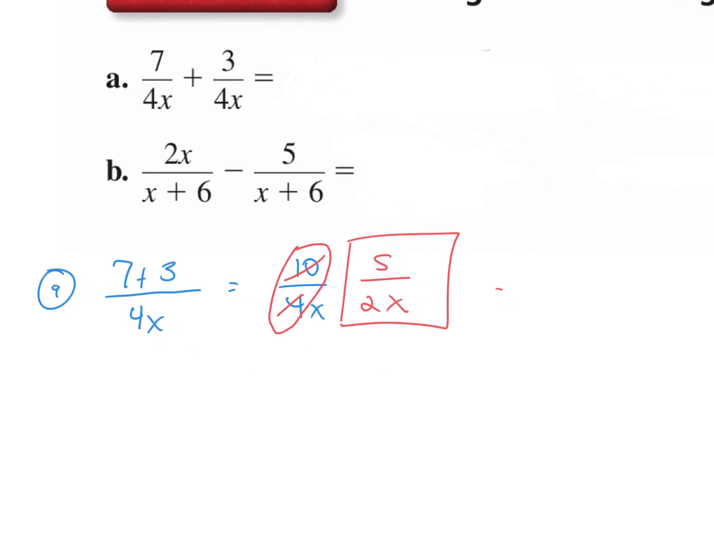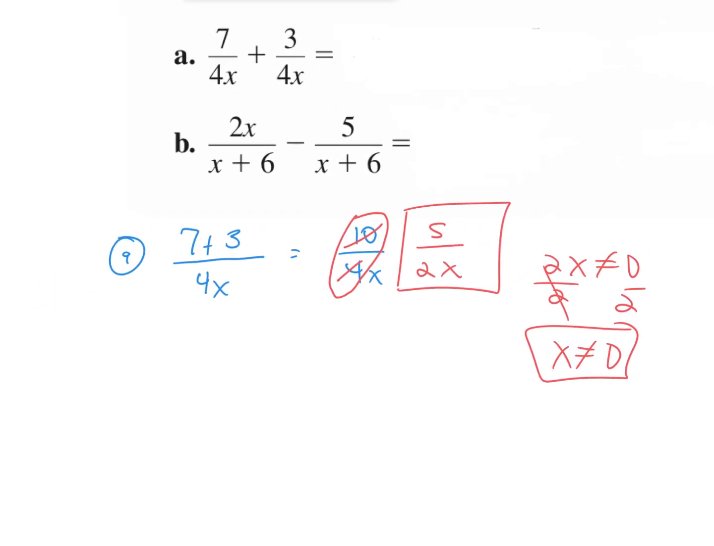So you set your denominator not equal to 0. Divide both sides by 2. What can x not equal? X cannot be 0. What happens if it is? Then your denominator becomes 0. Then your whole fraction becomes undefined. Everybody with me?